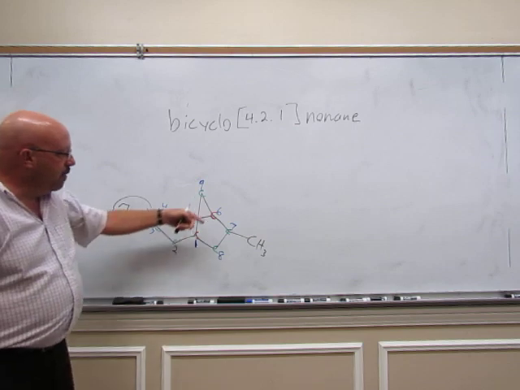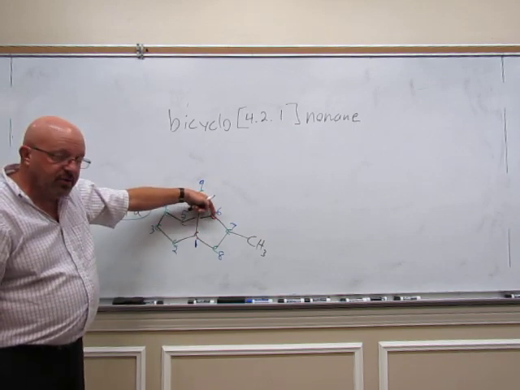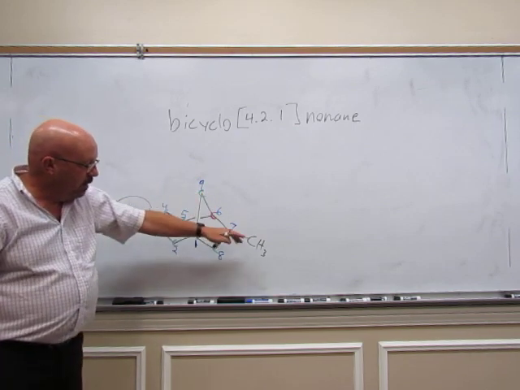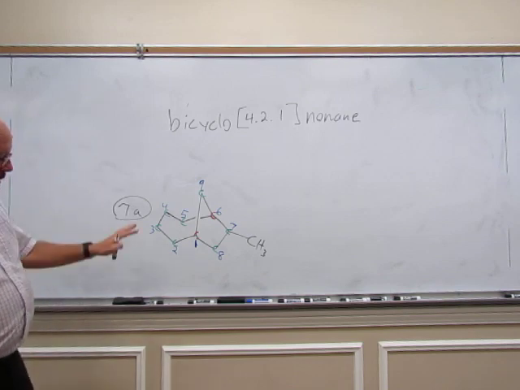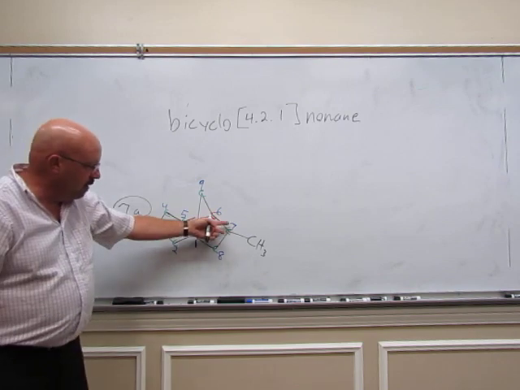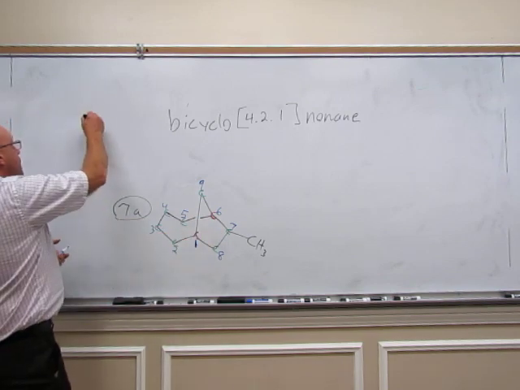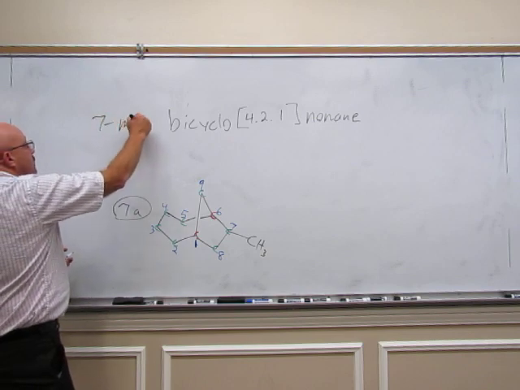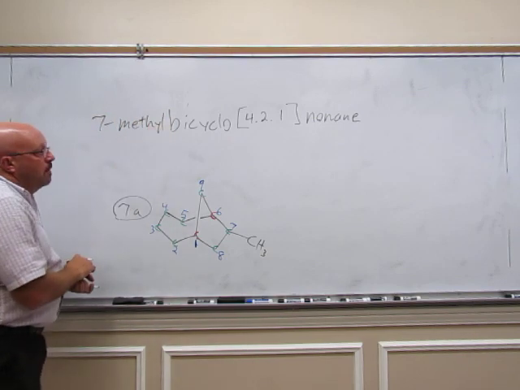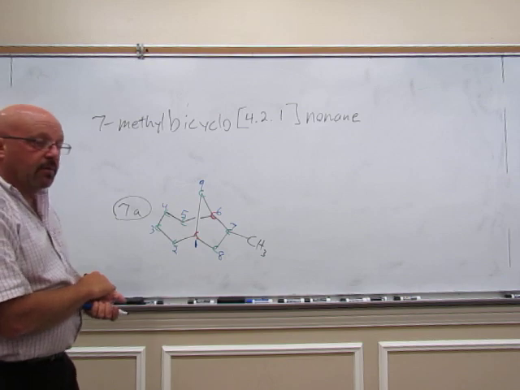Now if you had started with the other bridgehead carbon and numbered around, you'd have the methyl group on number 8. You can try that if you want to. It's smaller on the 7. So this is a 7-methylbicyclo 421 nonane. We're finished with it.